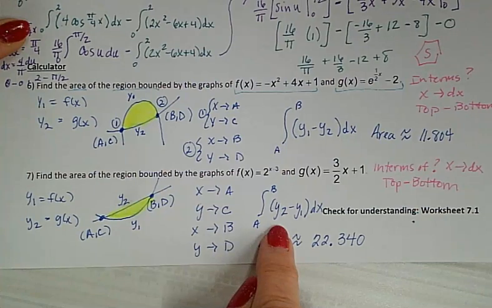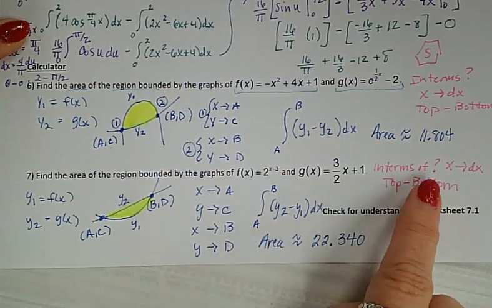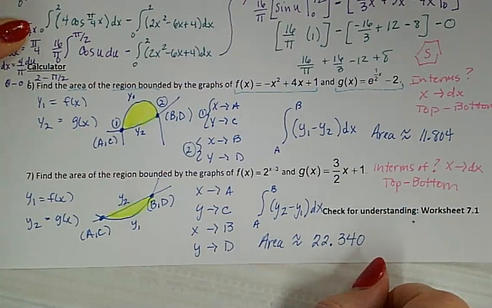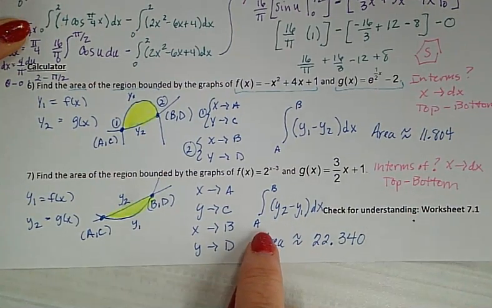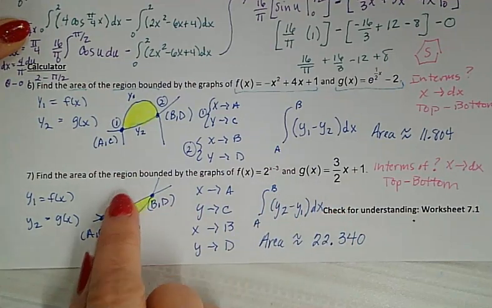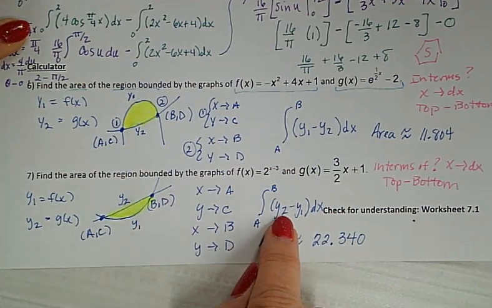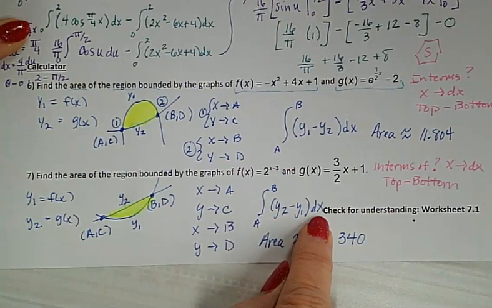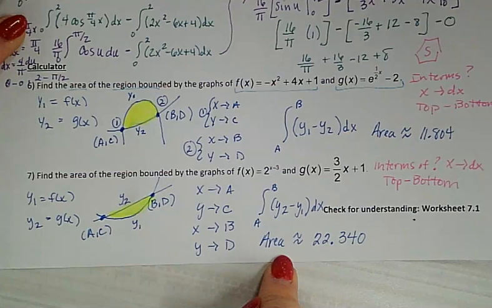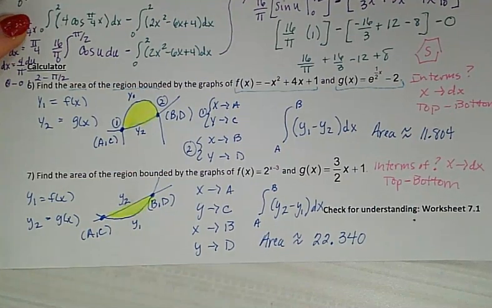I set up my interval. Remember, we said that it was in terms of x, which is dx, so it's top minus bottom. So that means I need x left, x right. So x left is A, x right is B. I am subtracting top minus bottom, so it's y2 minus y1. Don't forget your variable dx. And then I used my second window integration feature and found that the area is approximately 22.340.